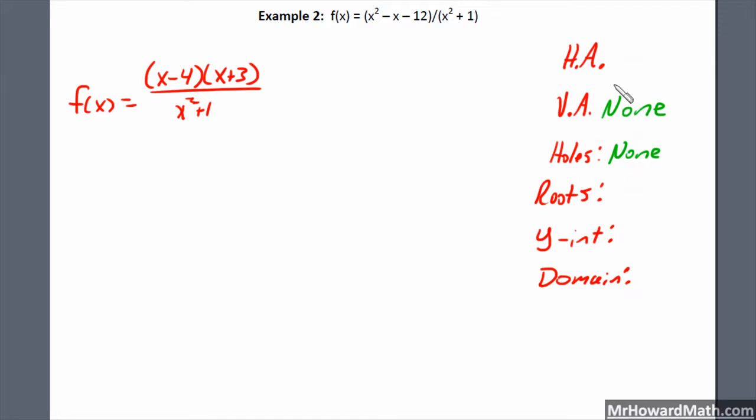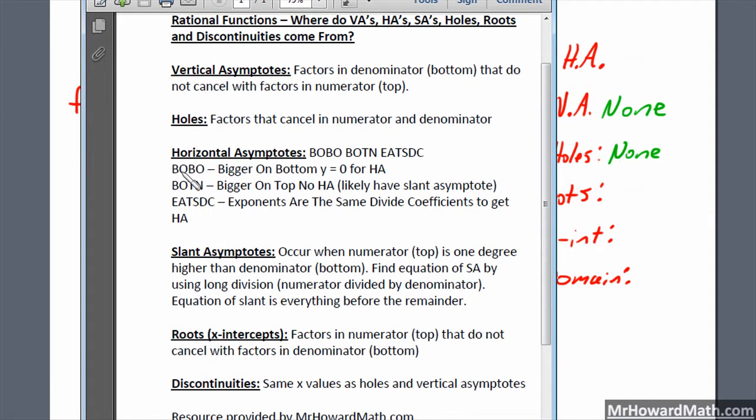Now for horizontal asymptotes. Well, looking back at the original function here, when it was multiplied out, we had a square term on top, square term on bottom. So that would be the exponents are the same. Looking at our BOBO BOTN EATSDC, that's the acronym that we're using. If the exponents are the same, we divide their coefficients.